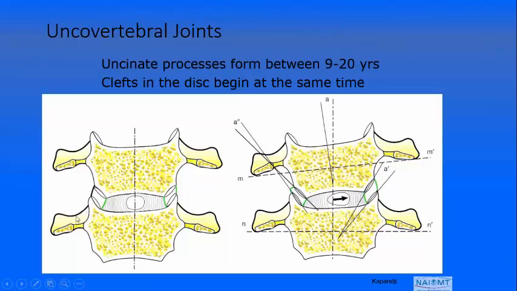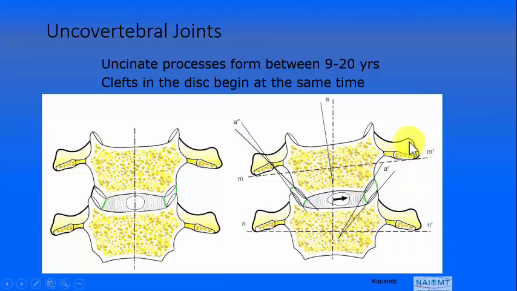Now for the uncinate joints, or the uncovertebral joints, which are synovial joints. These processes form in our second decade of life, along with those posterior tears in the disc. What would be the reason for these joints? As shown here, when we side bend the neck, the vertebral body will tend to translate the opposite direction. It has been proposed that if the vertebral body side bent and translated to the same side, which would be potentially quite stressful on a structure which runs right through here.